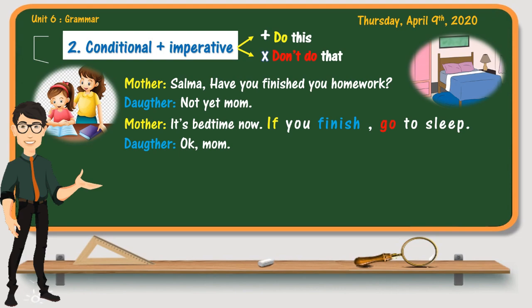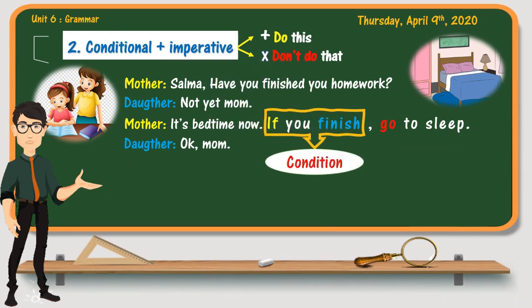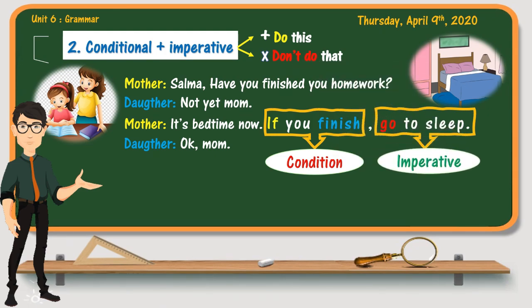So a question is, what does the mother ask Selma to do? She asked her to go to sleep. But when? If she finishes homework. She asked her to go to sleep if she finishes homework. So this is the condition. If you finish homework, the result is in the form of an imperative. Go to sleep.